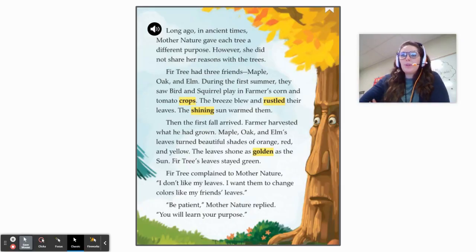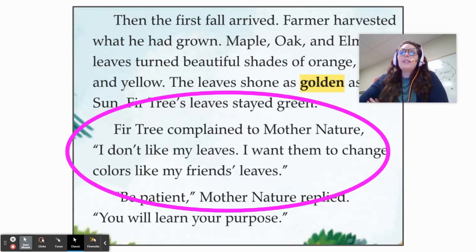So at the beginning of the story, we learn that Fir tree wants to have his leaves change color just like his friends, like maple tree, oak tree, and elm tree. His leaves stay green. So this is one of our clues. Remember, we have to pay attention to what the characters say and do. So here it says, Fir tree complained to Mother Nature, "I don't like my leaves. I want them to change colors like my friends." That's something he's saying. It is giving us a clue to the theme.